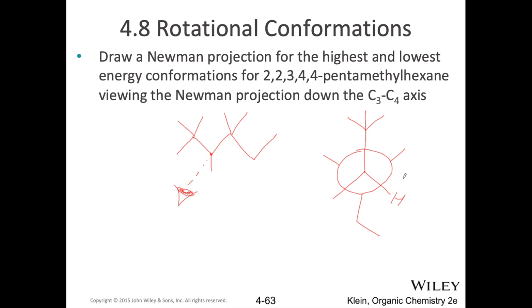Now, if you want to draw your highest energy conformation, your least stable one, you want to do the opposite. You want to have your 2 large groups on each of your carbons eclipsing each other. So you would then rotate this so that this tert-butyl group is eclipsing this ethyl group. And when you rotate this so that's set up, this methyl group comes down here and eclipses with this methyl group. And this methyl group over here is eclipsed by this hydrogen.